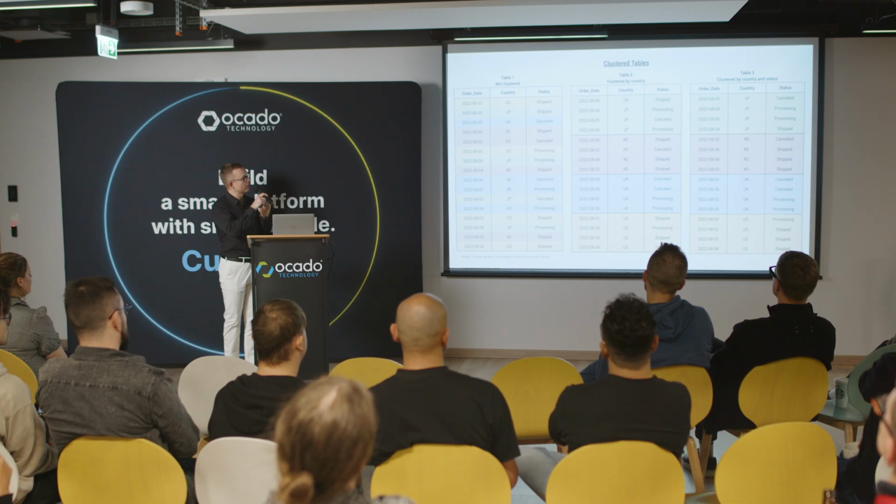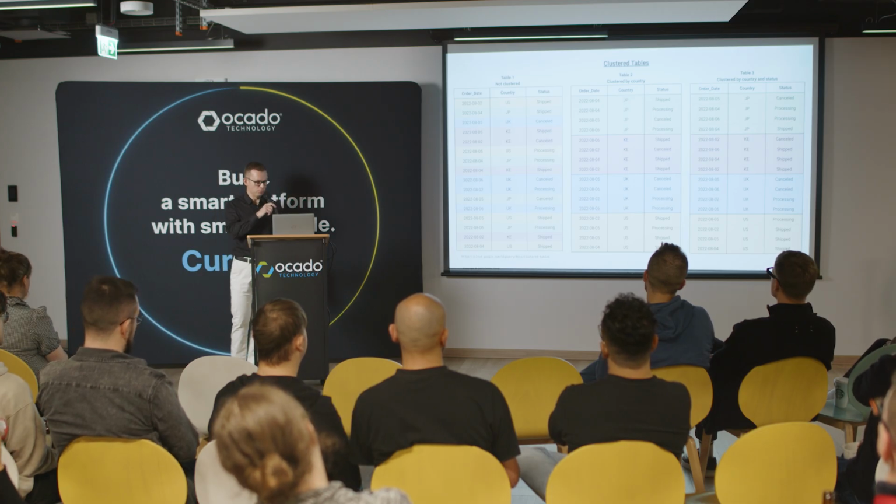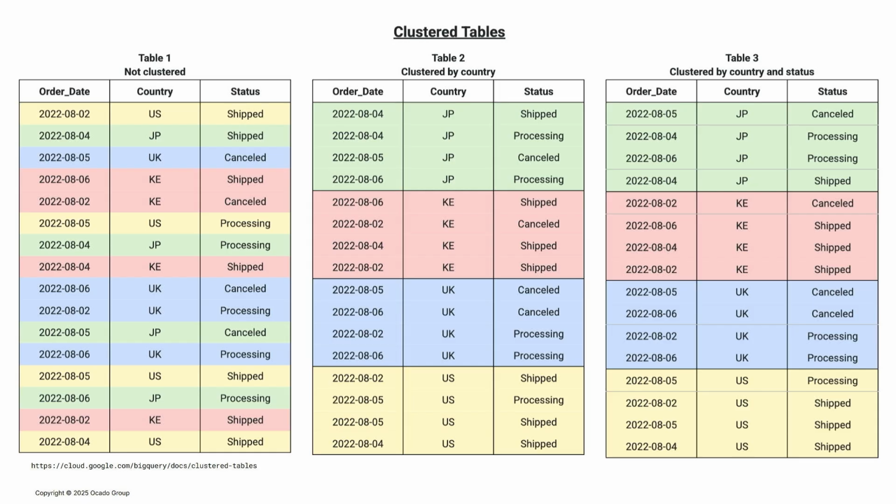What about clustering on multiple fields? It is possible, but the order of columns is important. The first column takes the precedence. First table, not clustered at all. Second table, clustered only on one column, on country. So for example, if I'm interested in the data from US, I run a query where country equals US, and BigQuery will scan only one cluster.